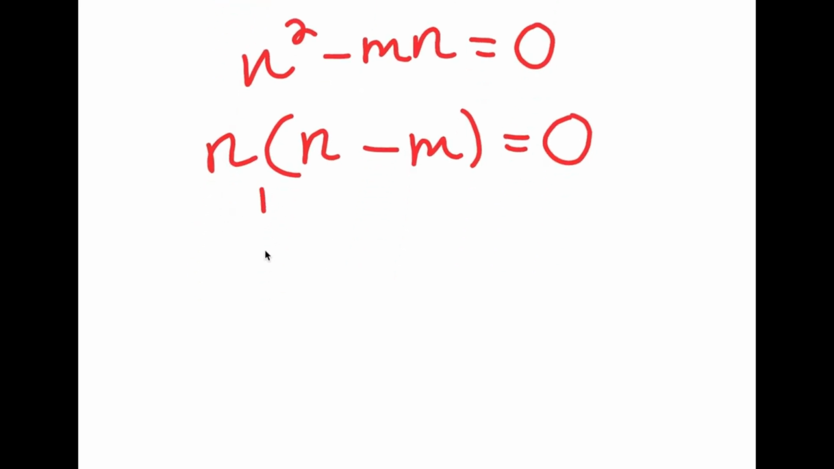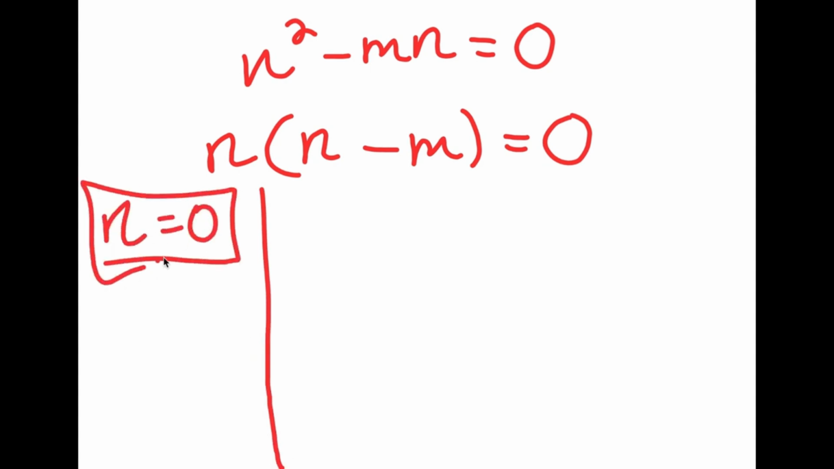So now this gives me two equations. I get n is equal to 0, which is already a solution, and I also get n minus m is equal to 0.